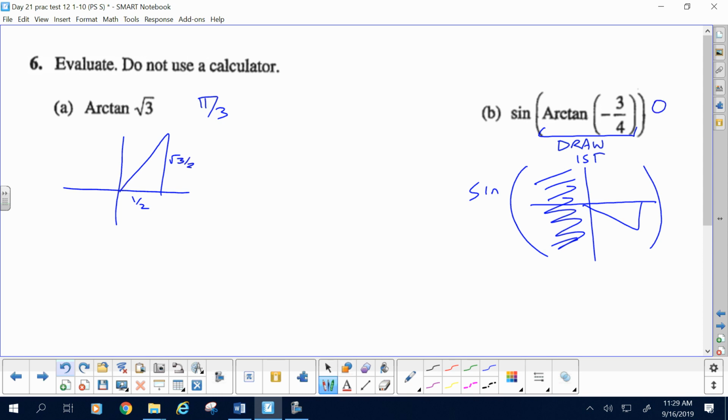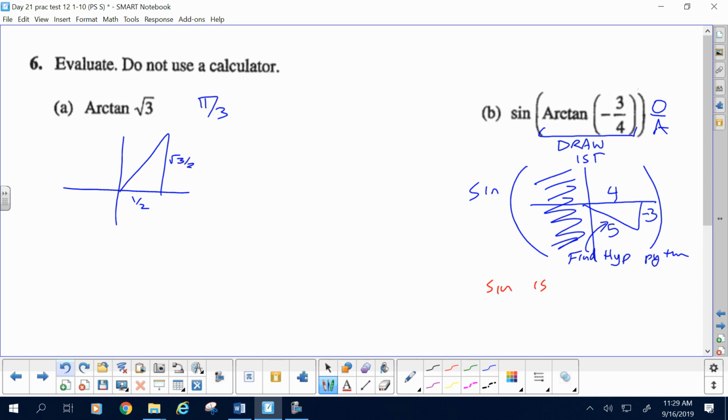SOHCAHTOA. Toa. Negative 3 is opposite, and adjacent is 4. Are you tracking? Find the hypotenuse by Pythagorean theorem. What is it? 5, or by Pythagorean triple if you like. All right. Now, we've got this picture, but the question wasn't, draw this cute picture. It was, find the sine for that picture. What's the sine?